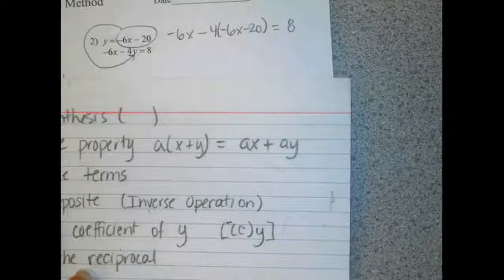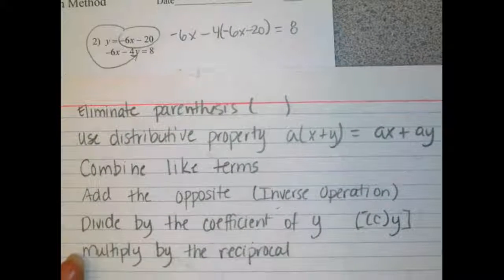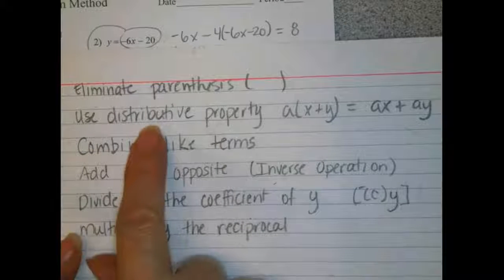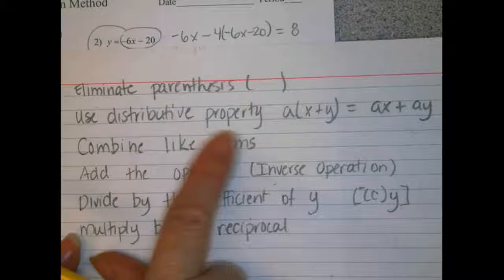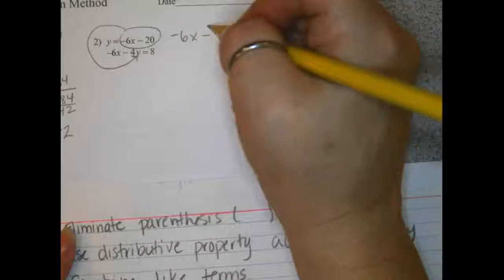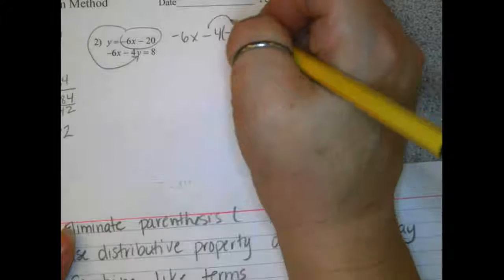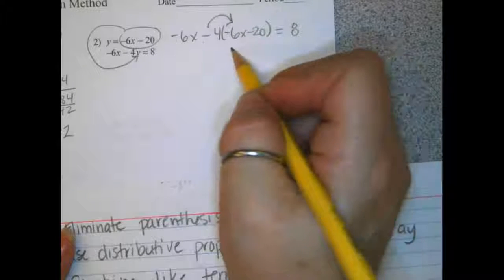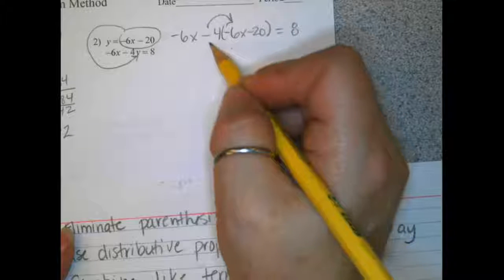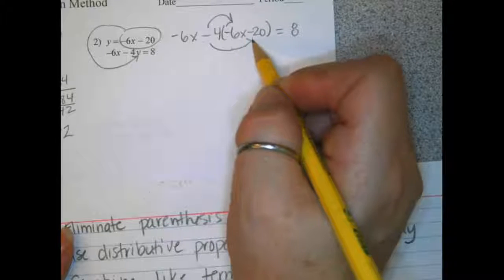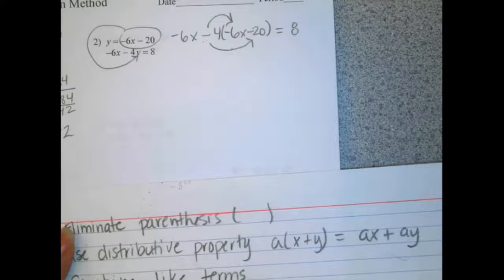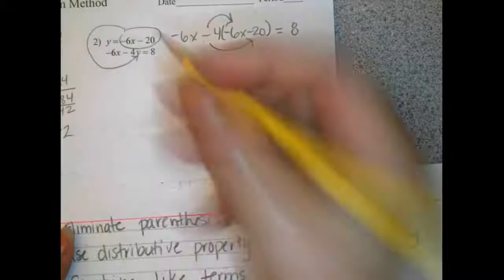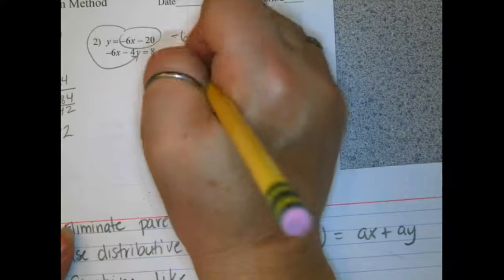And I'm going to go back to my list, my script. Do I have parentheses that I need to eliminate? Yes. So what am I going to use to eliminate those parentheses? Distributive property. So I'm going to go ahead and multiply. Look, this is a negative, so I want to pay really close attention to those negative signs. I'm going to multiply negative 4 times negative 6x. And then I'm going to multiply negative 4 times a negative 20. Right? Am I multiplying this negative 6x by anything? No, so I can just bring it down. That's not involved in my parentheses in any way.